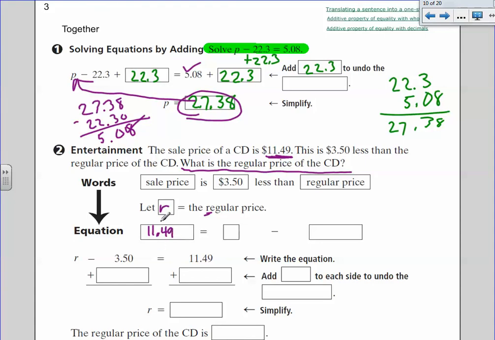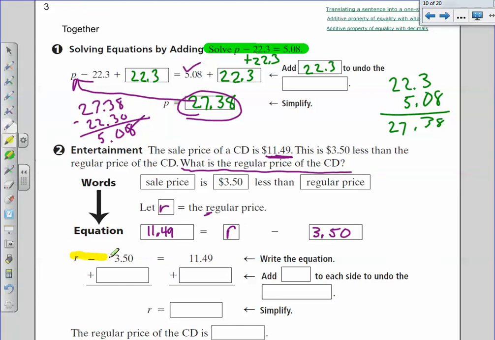So $11.49 has to be equal to, it has to be the same amount as what? Well, 3.50 less than tells me I'm going to be subtracting 3.50. What am I subtracting 3.50 from? I'm not sure yet. That's why I'm putting in an R there. So R minus 3.50 is equal to $11.49. So this, again, is the equation now that we're trying to solve. So we went from words into a number sentence. Okay, so now I am solving for R.